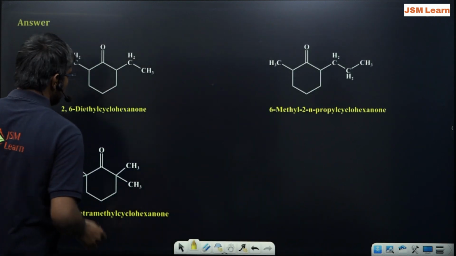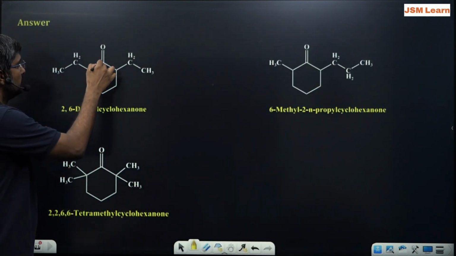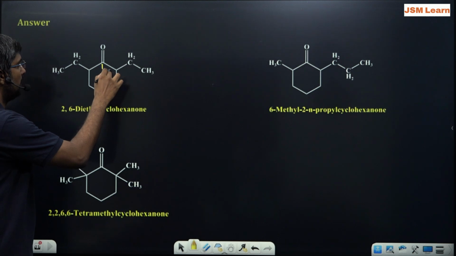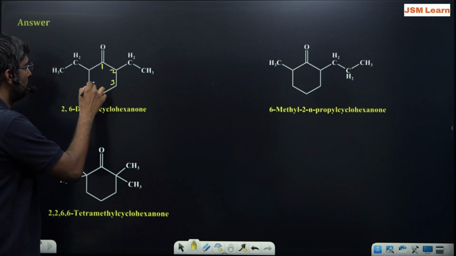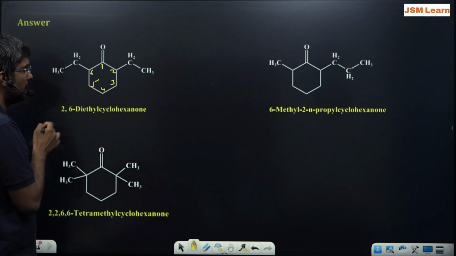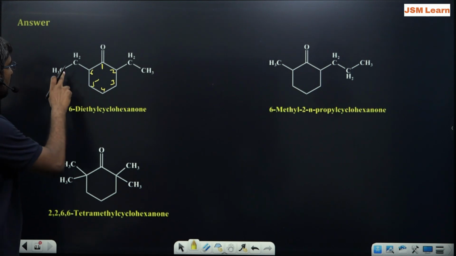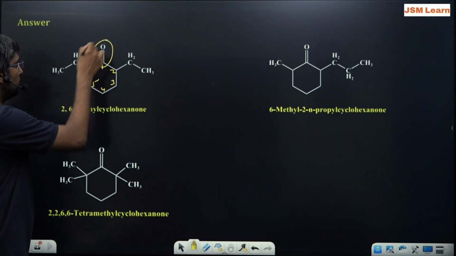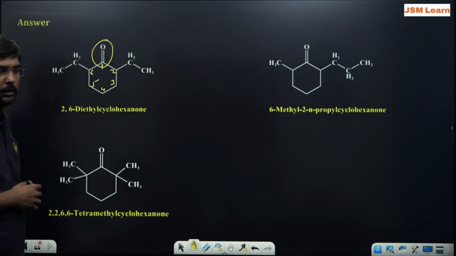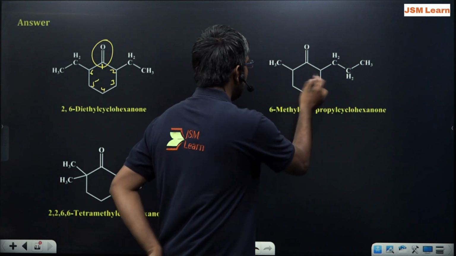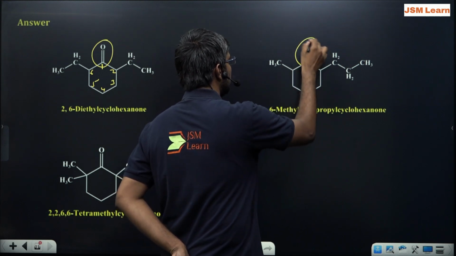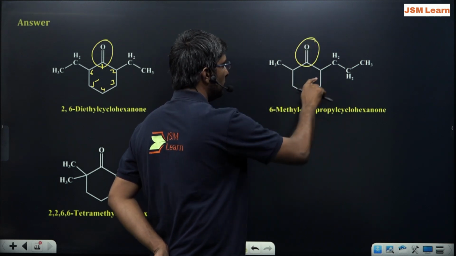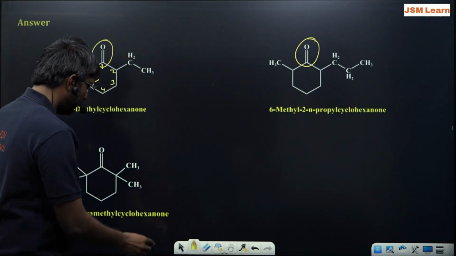So this is the first one. So this is the first carbon, right? 1, 2, 3, 4, 5, 6. So for this given name, this is the structure. So here we have, this is the functional group. Both sides we have ethyl groups. Next, let us see the next one. So this is the functional group. This side we have methyl group. Another side we have N-propyl group.